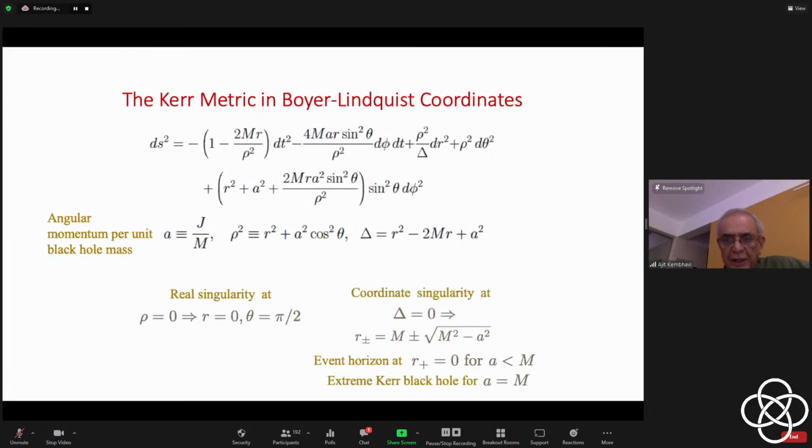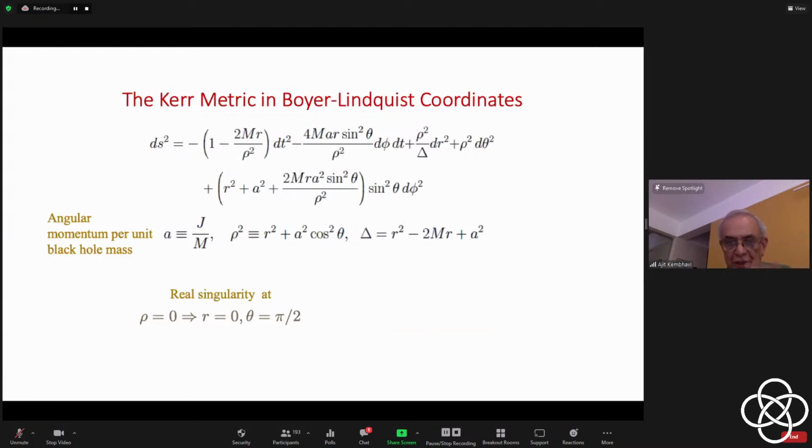Just like in the Schwarzschild case, where there is a singularity at r equal to 0, which is a real space-time singularity, here also you have got a real singularity at rho equal to 0. But you see that it's very interesting. In the Schwarzschild case, you have got the singularity at r equal to 0, and the other coordinates are not specified, they're irrelevant. So the singularity is what is called a point singularity.